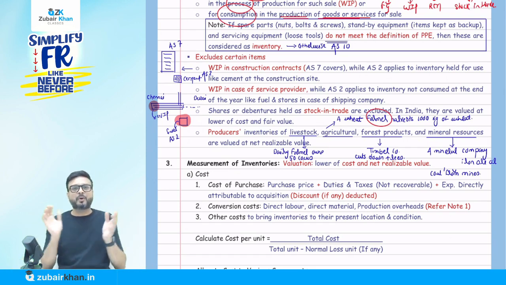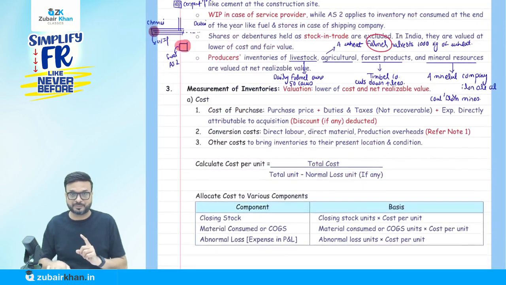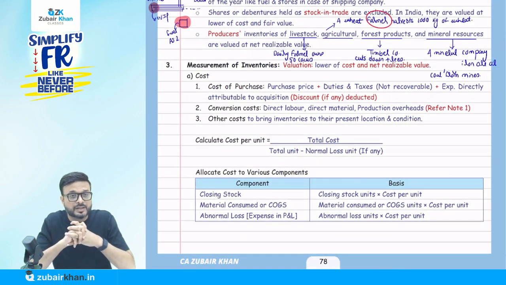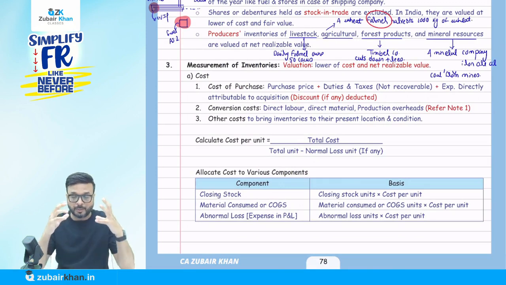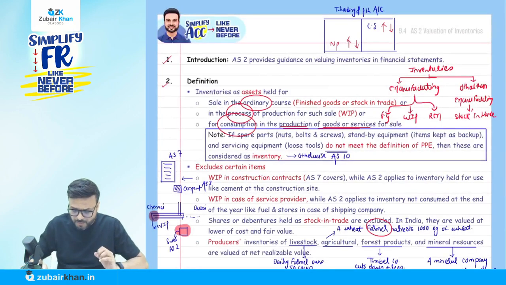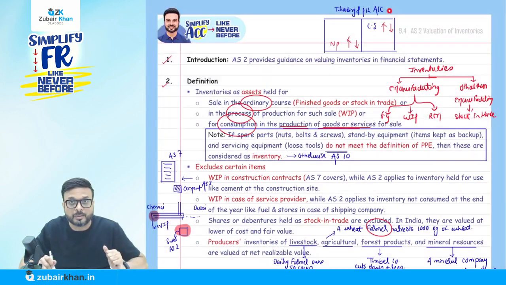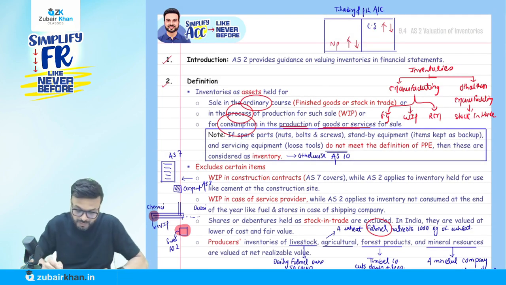Now, a very important point starts here. When we talk about measurement, Accounting Standard 2 says, about the closing stock, and this is very beautiful, listen carefully to me, each and every word. The valuation of this closing stock should be done at cost or NRV, whichever is lower. So when it says the closing stock valuation should be done at cost or NRV, whichever is lower, I will tell you why lower.